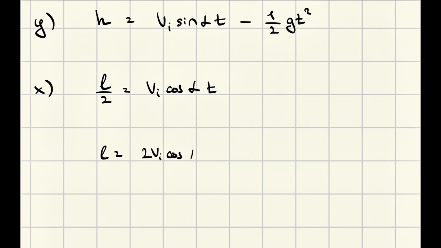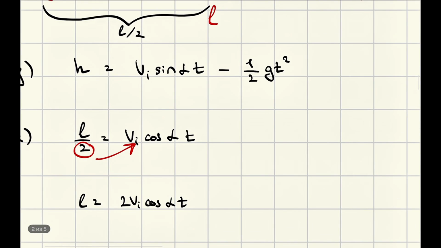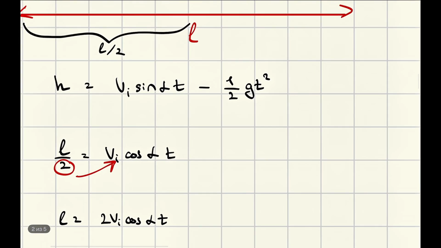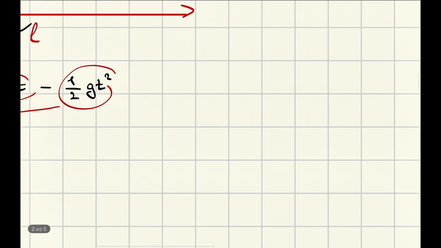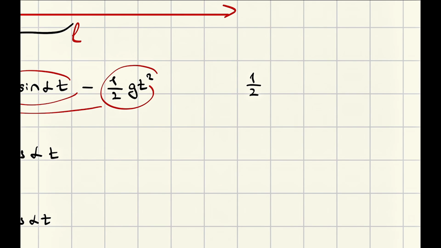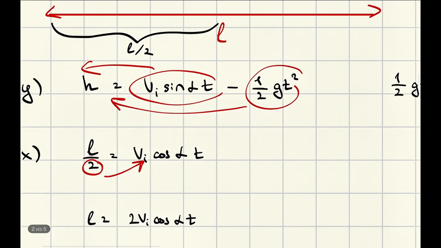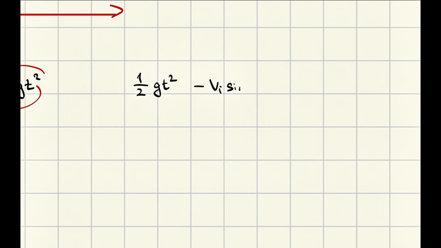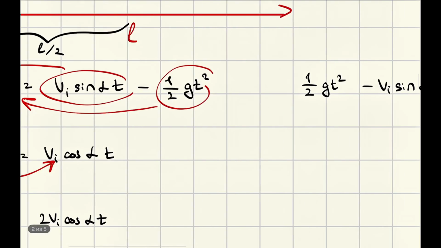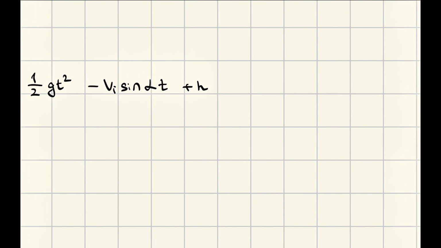We can write this as L equals 2 v initial cosine alpha t, because I've taken this 2 and moved it to the other side. Now let's move all of these things to one side, and we will have something very interesting: 1 divided by 2 g t squared, minus v initial sine alpha t, plus h equals 0.